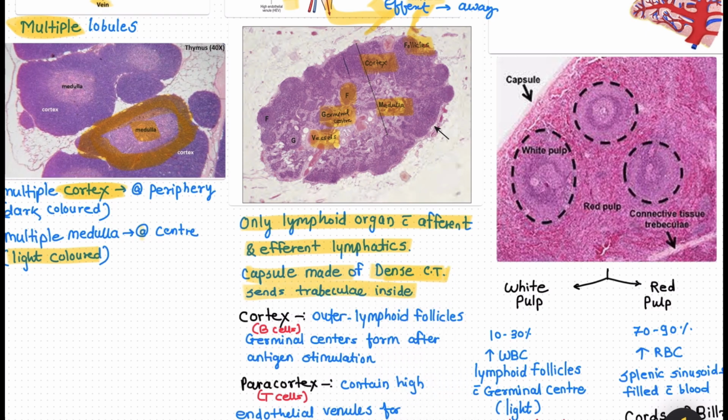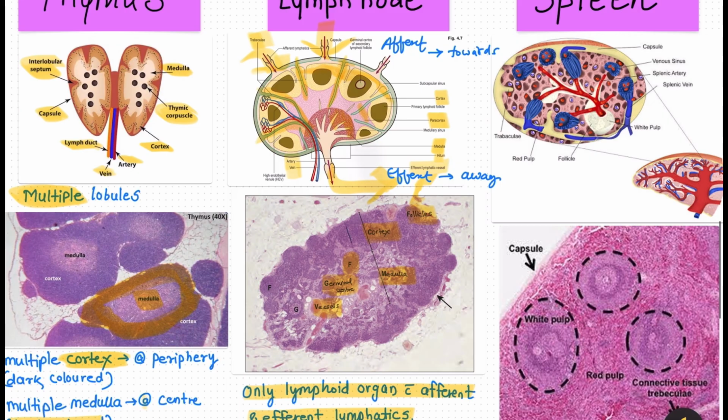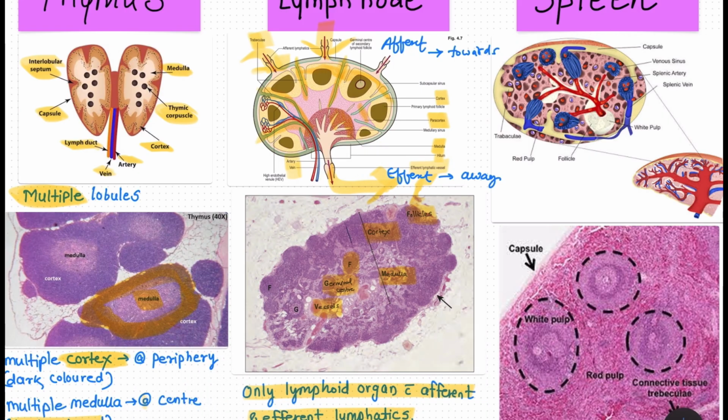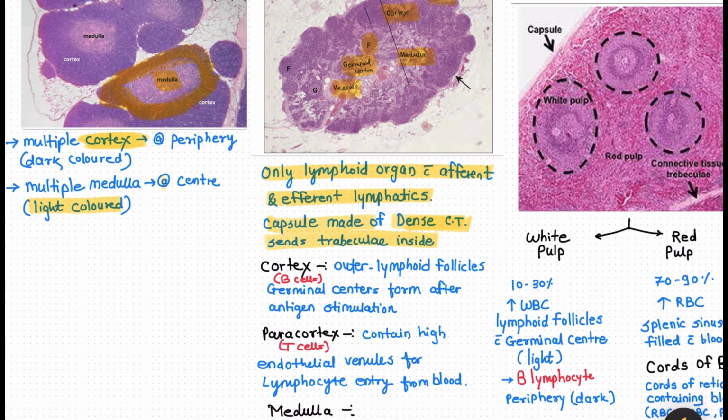Okay, let's see here. So these are trabeculae, which are nothing but extensions of the capsule. So it helps in dividing the lymph node, right? In the cortex, B cell maturation takes place. Okay, it is the outer layer where lymphoid follicles and germinal centers form after antigen stimulation.